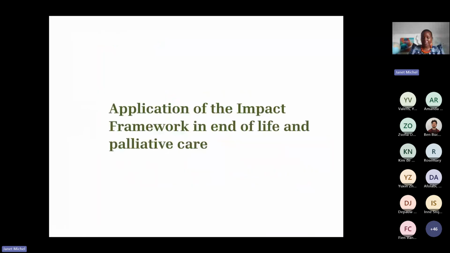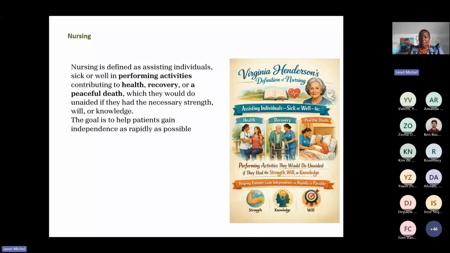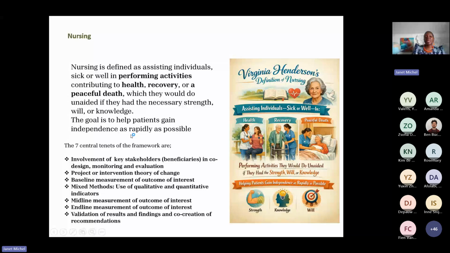So how would we apply that in palliative and end of life care? In nursing, we say we are assisting individuals, sick or well, in performing activities contributing to health, recovery, or a peaceful death, which they would perform unaided had they the will, strength, or knowledge. And here they don't. So that's what we are doing, right? While we are doing that, we want to make sure that we actually utilize all the 7 central tenets.